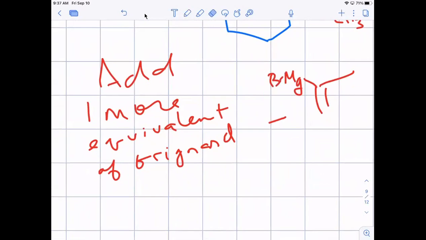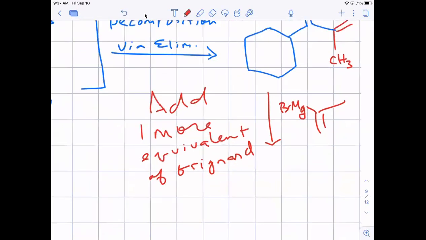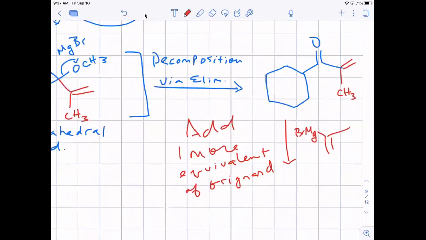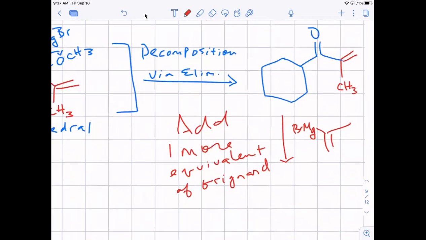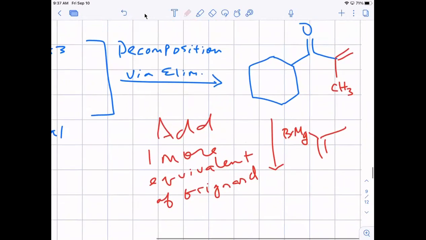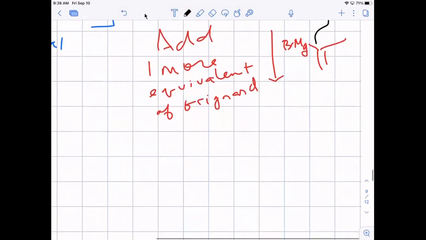Right, so I'm adding in another equivalent of Grignard. That's also going to attack the ketone. Right, so from that, let me just go ahead and put the arrows in. This is going to attack like that and like that. So I'm going to get another tetrahedral intermediate. It's negative.